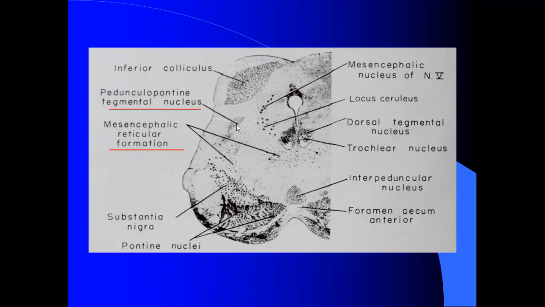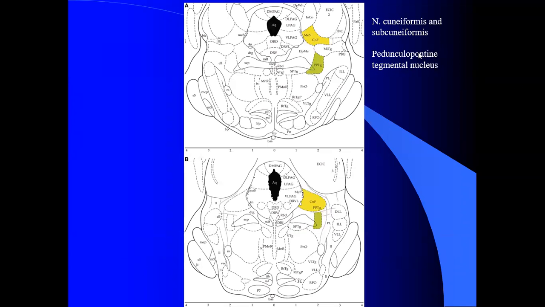Now, you can sort of see that way. There are some more pictures. Here's a cuneiform. The yellow is the nucleus cuneiformis and subcuneiformis, and the green is the pedunculopontine tegmental nucleus. When you look at the reticular formation, when I keep saying this is enough nervous system to run an organism, I'm serious. Okay, this is a lot of nervous system.